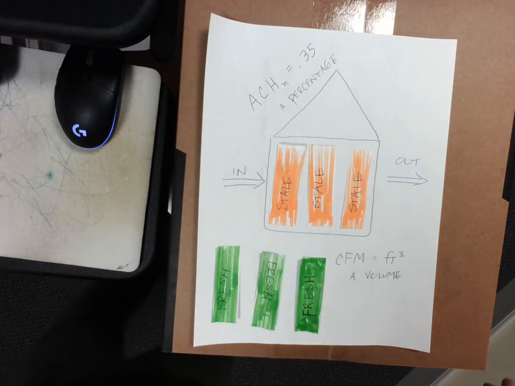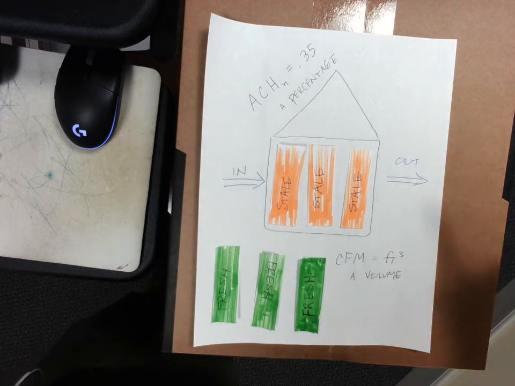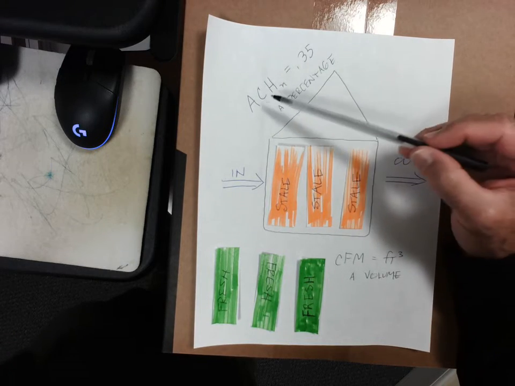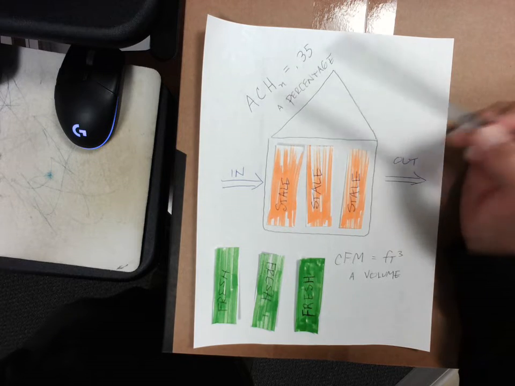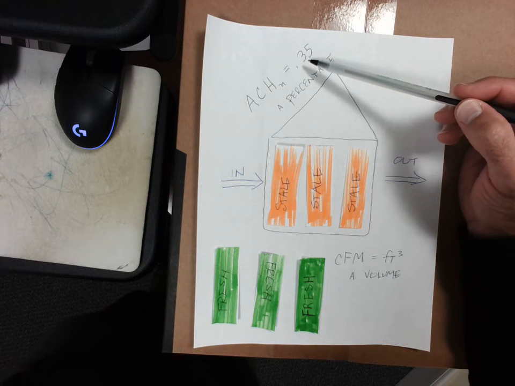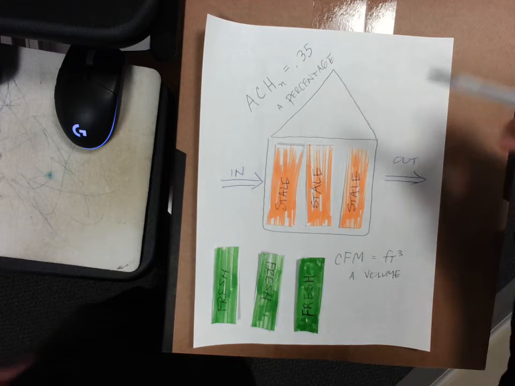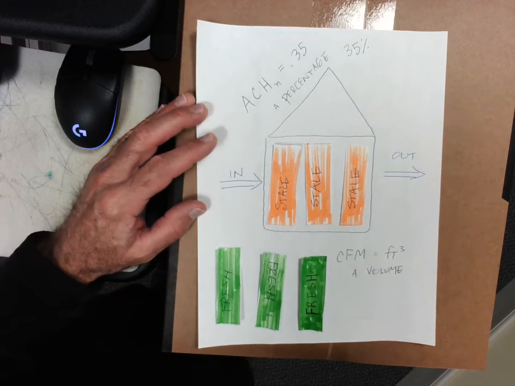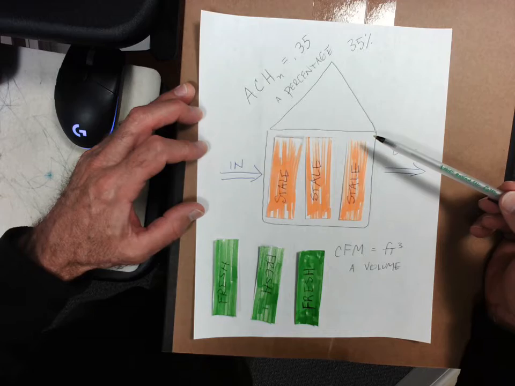Hey folks, I want to show you this little diagram to see if this will help you better understand this concept of air changes per hour. So in the slides we talk about air changes per hour, and this N means under natural conditions, just everyday life. And our code value is 0.35, which is a percentage. It's 35%. Okay, 35% of what? Well, 35% of the volume of this house.